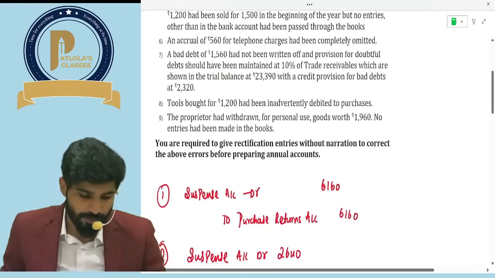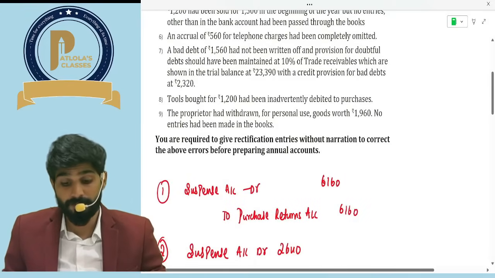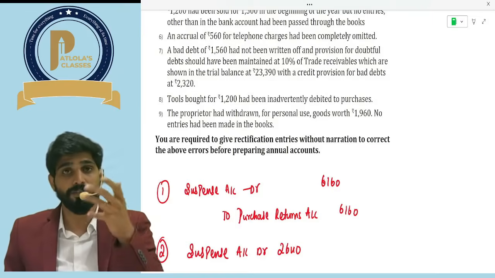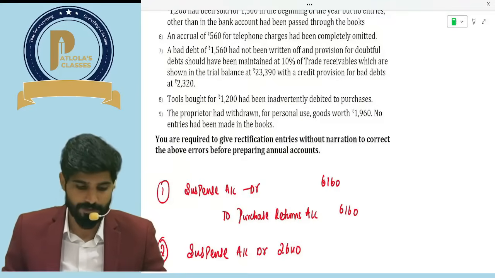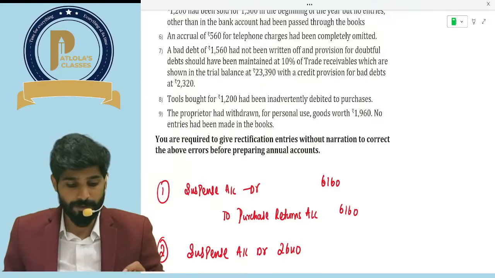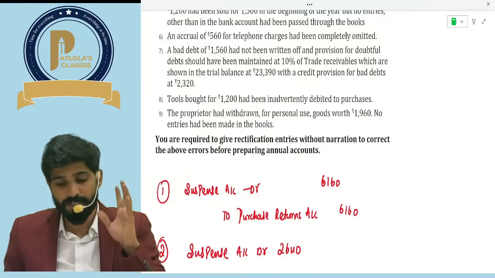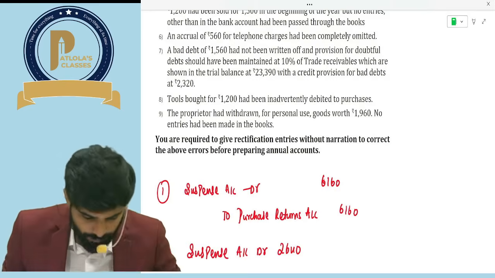Coming to the 8th one, tools bought for how much? Tools bought for 1200 has been debited to purchases. When you purchase tools, being an asset, tools have to be debited. But what have they debited? Purchases. Shall we rectify that? Yes. What should have been debited? Tools. But what is debited? Purchases. So whatever is by mistake debited should be cancelled. So purchases has to be cancelled and the tools have to be debited.